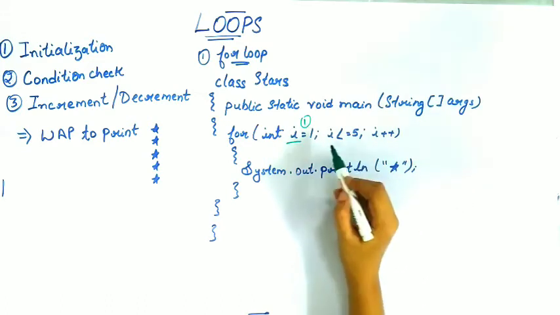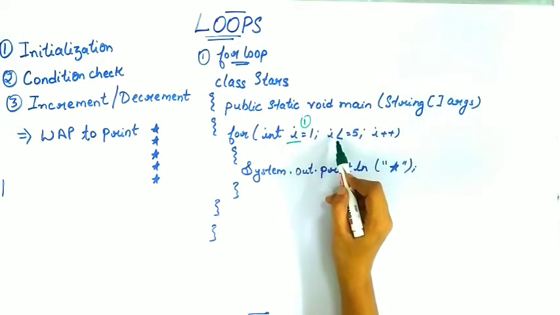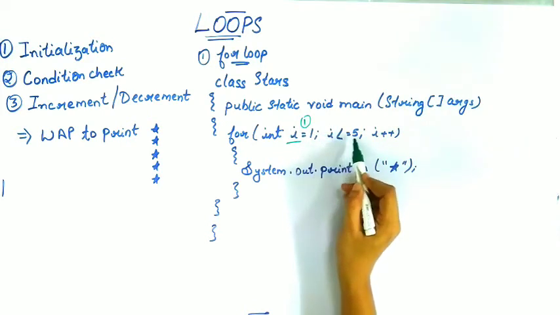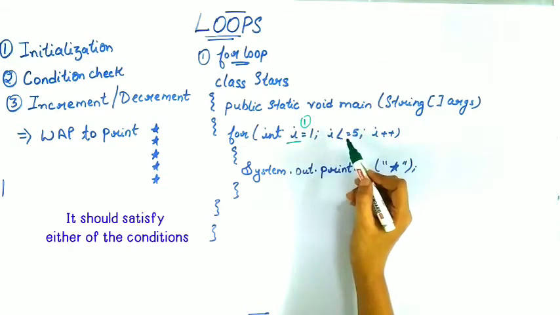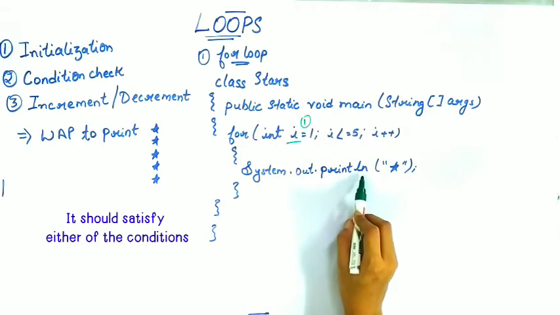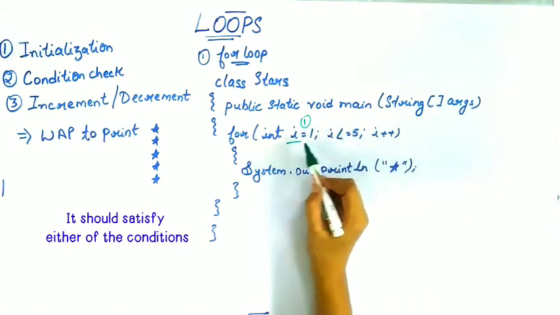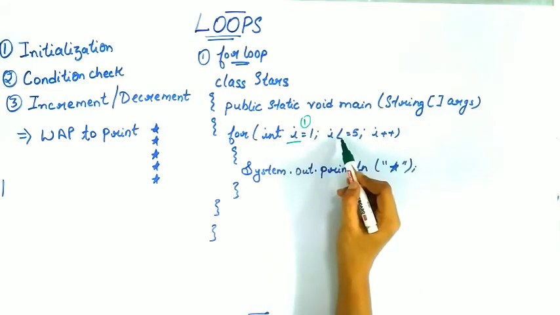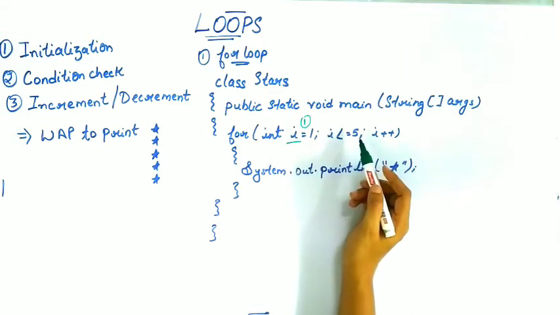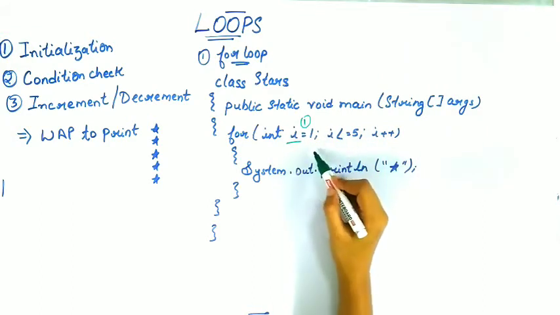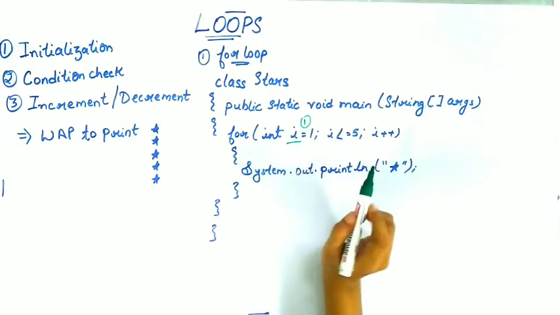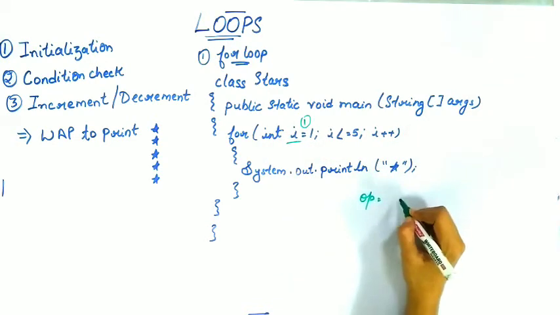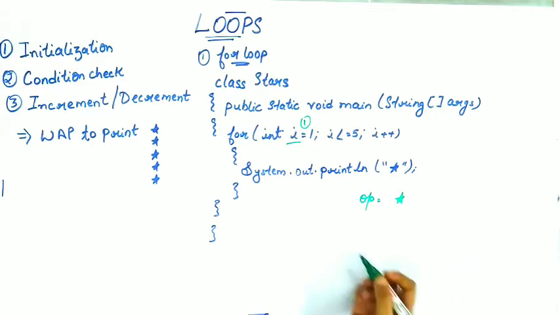Okay? Then the next step is condition check. The condition given here is, if i is less than or equal to 5, then the compiler should go inside the body of the loop. Here, what is the value of i? i is equal to 1. Is 1 less than or equal to 5? Yes, so the compiler will come inside the loop. So, 1 star will get printed.